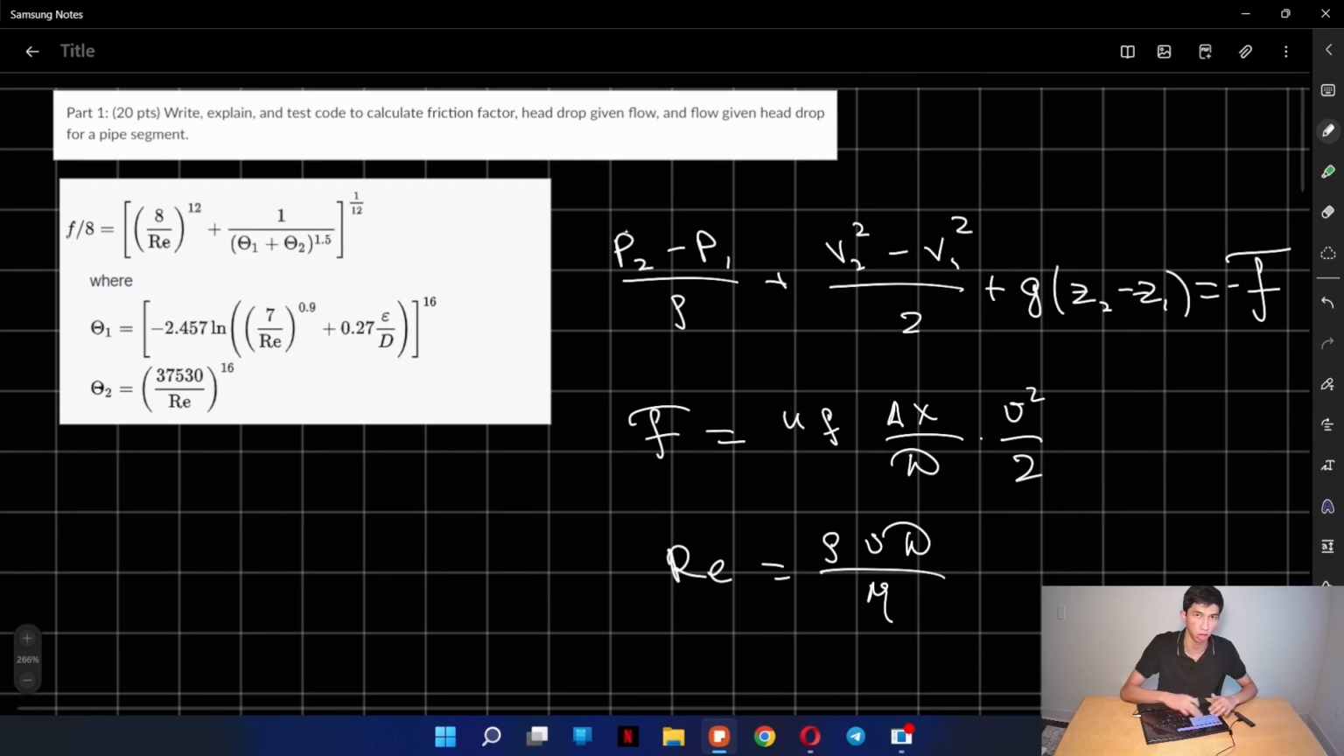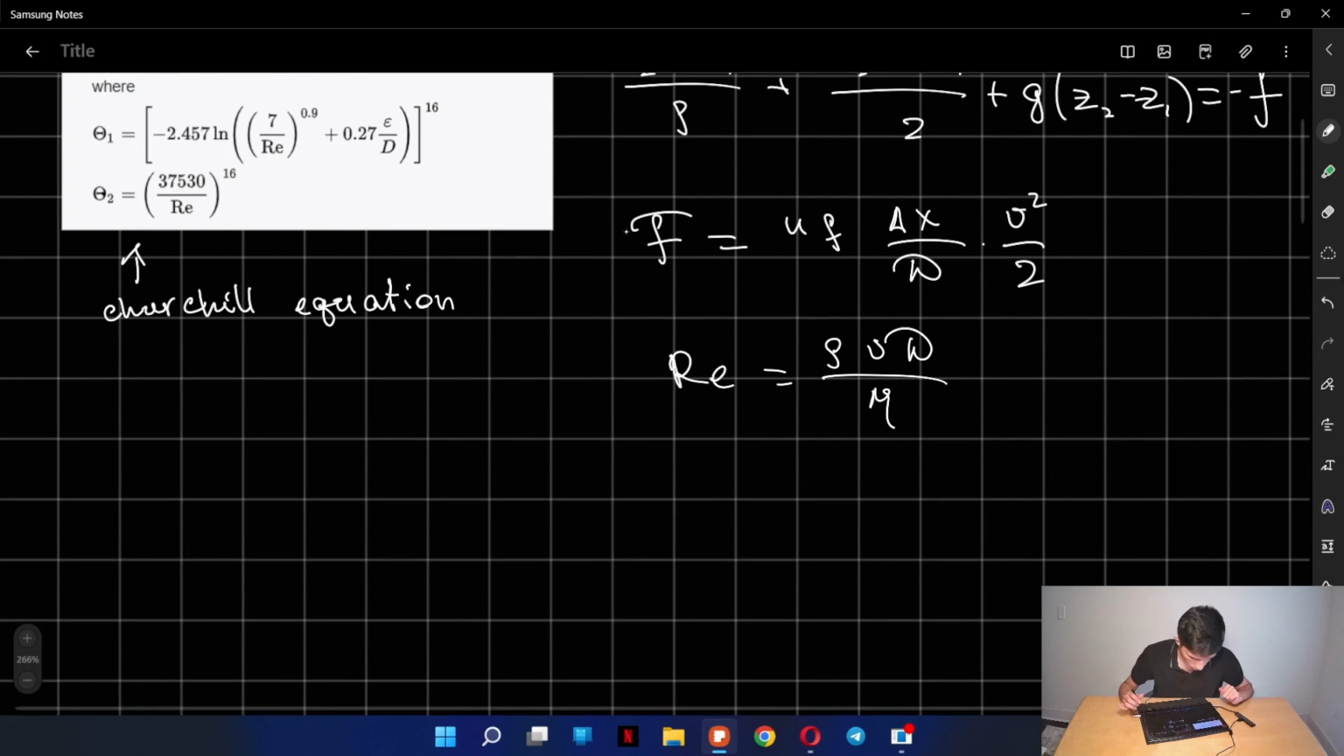This equation on the left side represents the Churchill equation, which I got from the internet, and we're going to use that Churchill equation in our code to calculate the Fanning friction factor for any given Reynolds number.